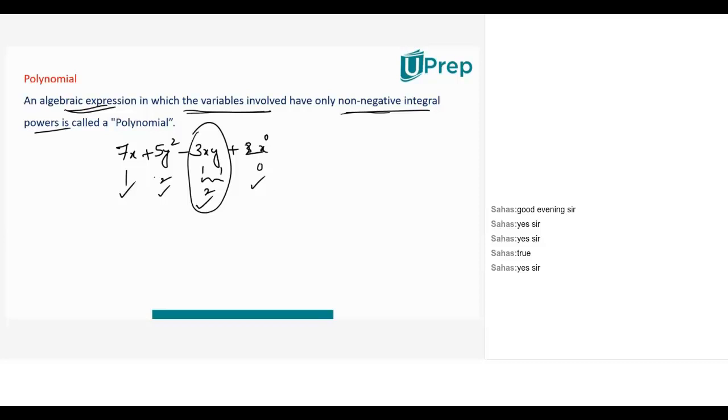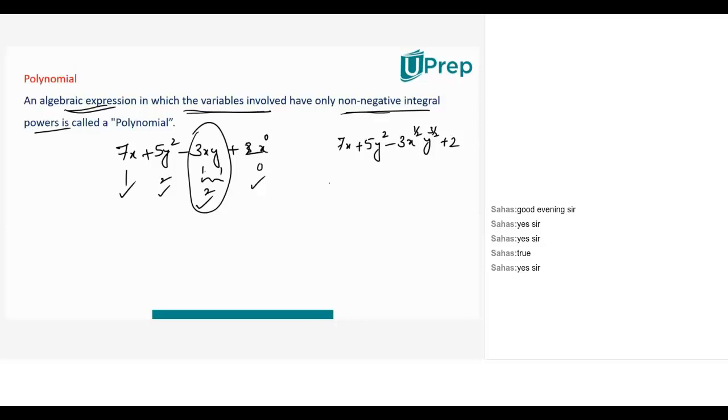Now, when I'm talking particularly about this term, I have seen individual powers 1 and 1 and the combined power is 2 and therefore positive. Now, my question is 7x plus 5y square minus 3x to the power of half y to the power of 3 by 2 plus 2. My question is, is this a polynomial?